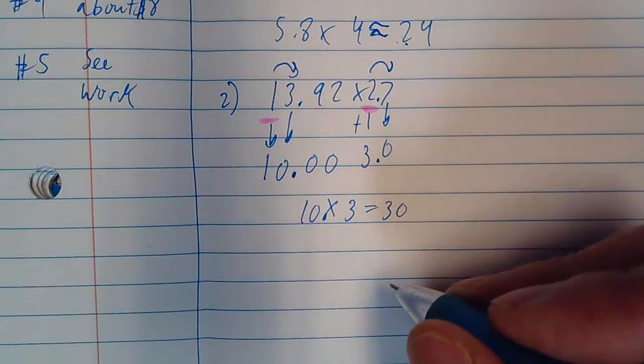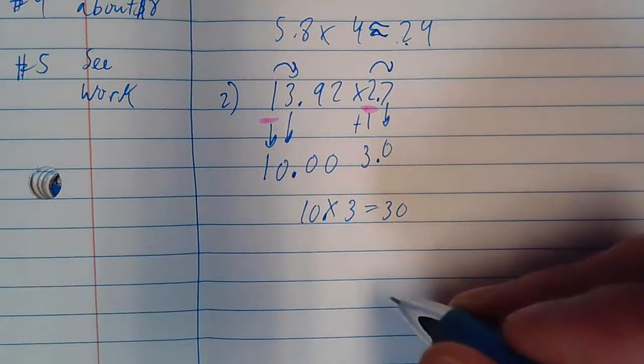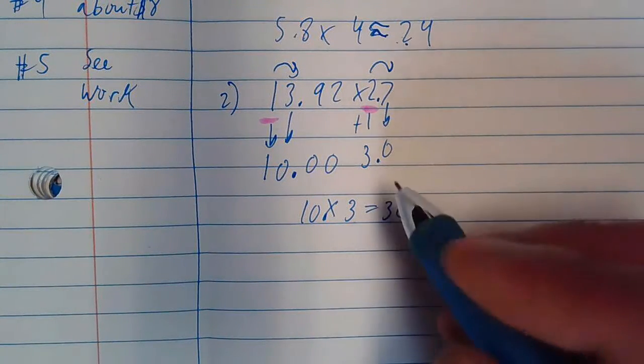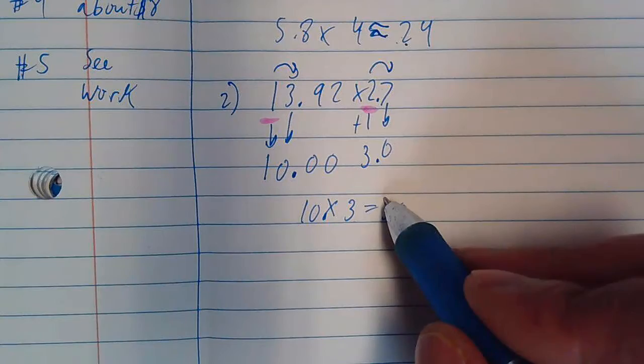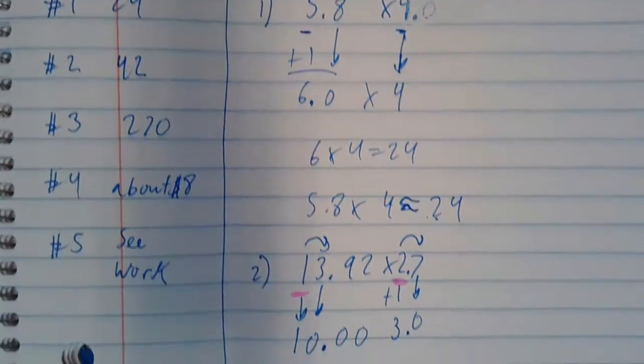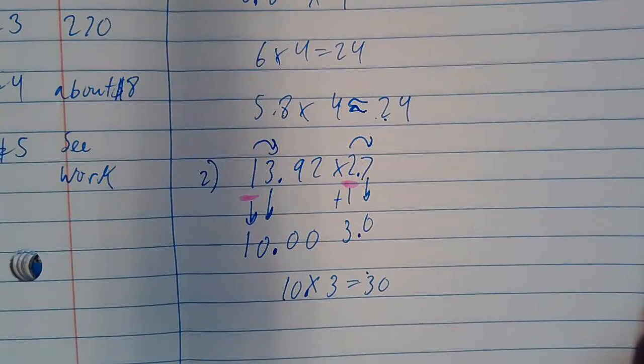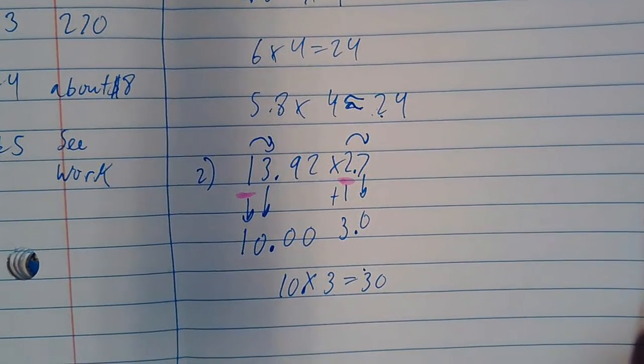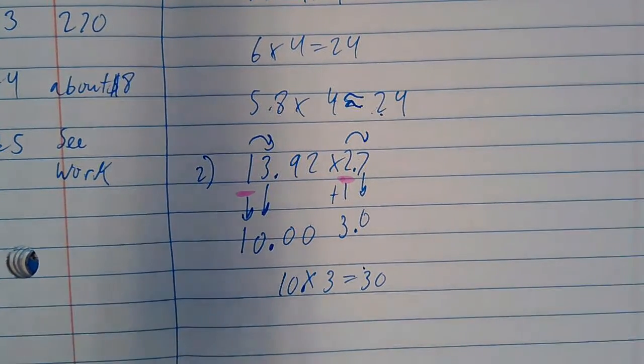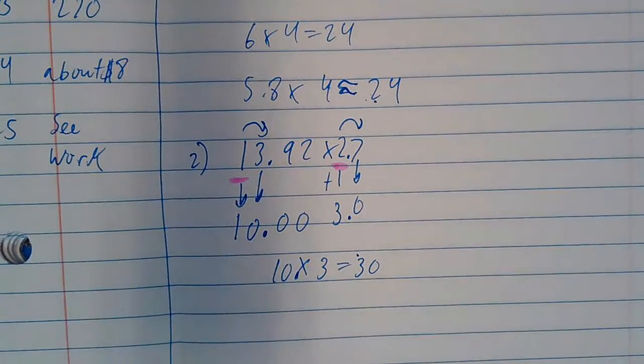Wait, what? Now, hold on. I just realized something. Here I said 30. And here I said 42. What happened? Where did I go wrong? Now, here's the thing with estimating. With the rules I just gave you, what I did isn't wrong. What did the book do differently?